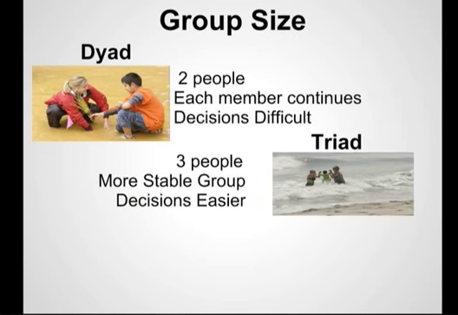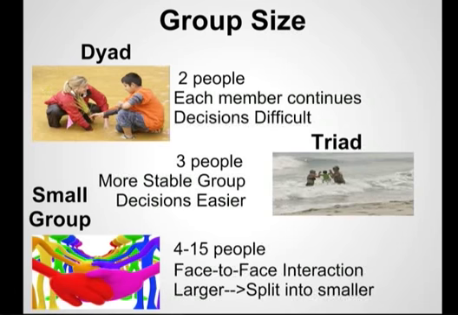Then there's a triad. This is a 3-person group. It's a more stable group, because if one person leaves, they still have a group of 2. So decisions are a lot easier because 2 can outvote 1.